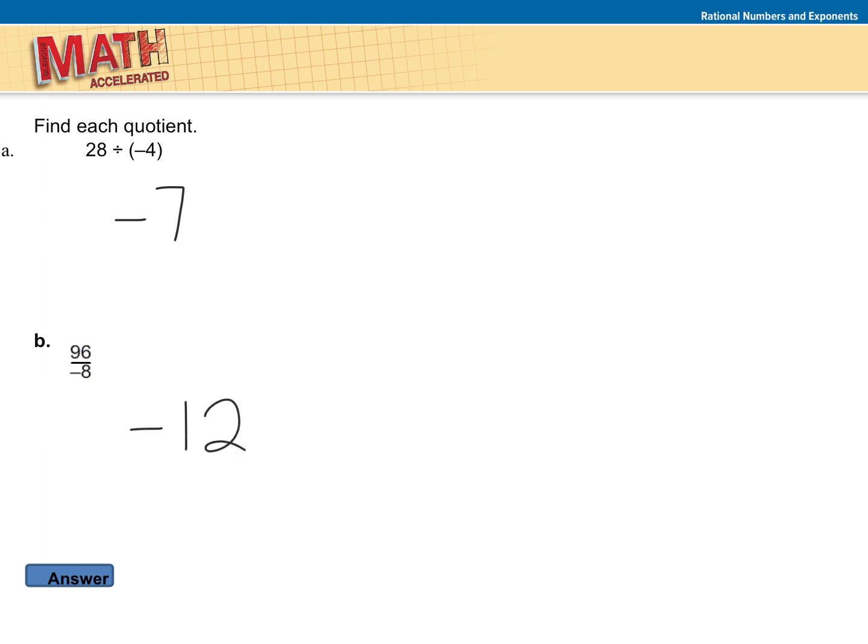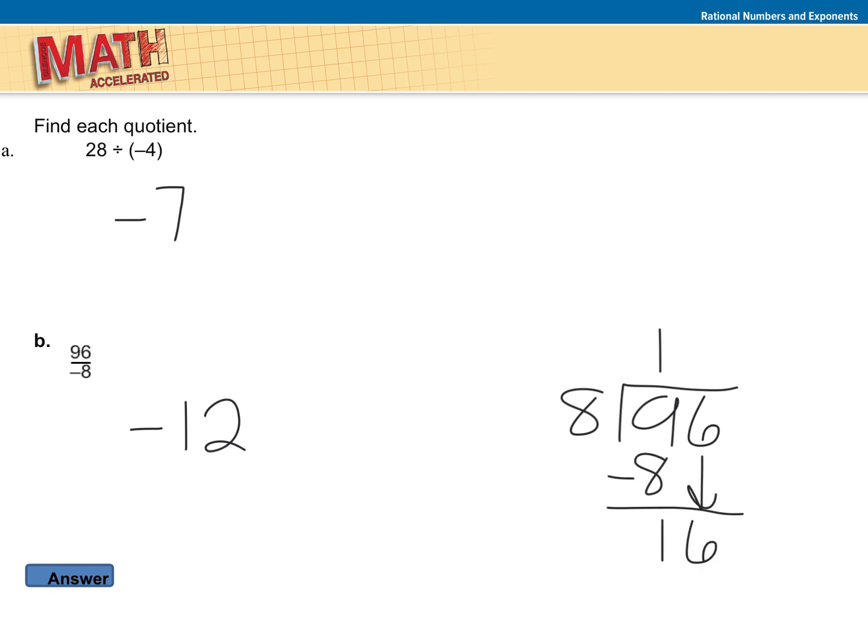Okay, let's walk through this because that's not one people normally know in their head. When I set it up like this, how many times does 8 go into 9? 1. 8 times 1 is 8. So now you subtract. What's 9 minus 8? 1. Drop down the 6. How many times does 8 go into 16? 2. That's how you get 12.